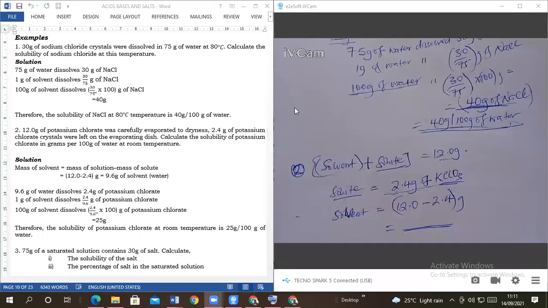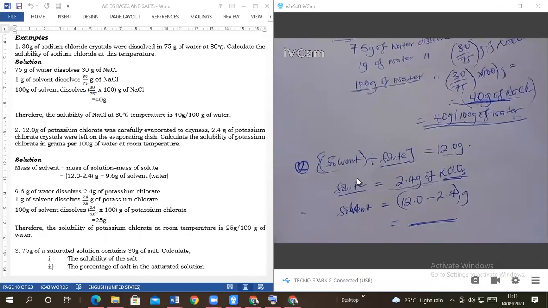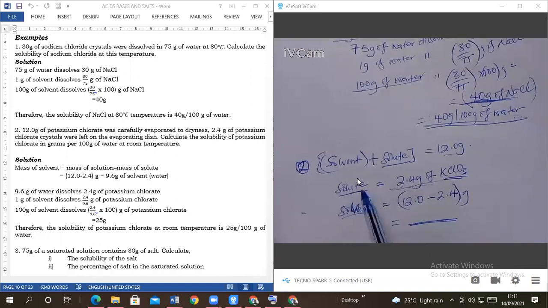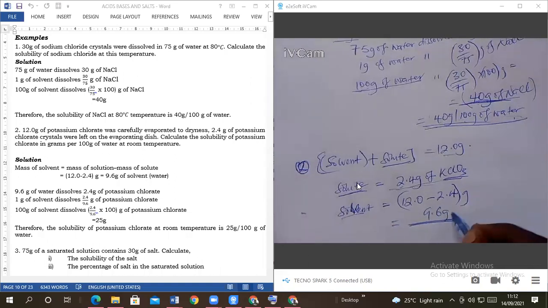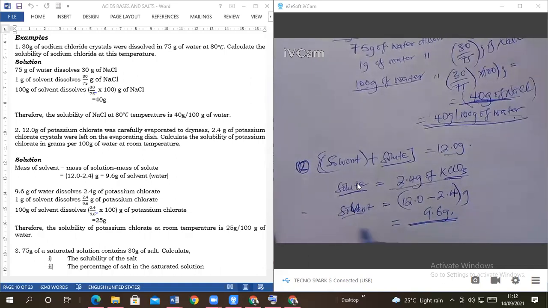Phyllis, what is the answer? We are trying to get the mass of this solvent, which dissolved this. The answer is what? If you subtract 12, yes? 9.6. Very good.